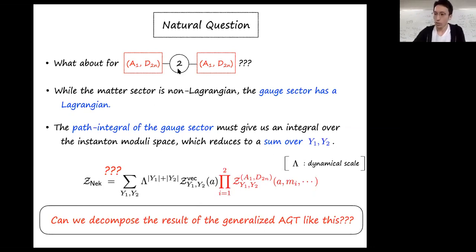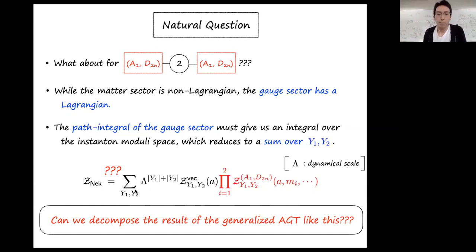Then a natural question is that you can compute this whole thing by generalized AGT as an inner product of two states, two crazy states, which are sort of coherent states of the Virasoro algebra. So you can compute, in principle, this whole thing. And the question is, is it possible to decompose that result of the generalized AGT correspondence into this form? Isn't it possible to decompose the result of generalized AGT as a sum over pairs of Young diagrams?